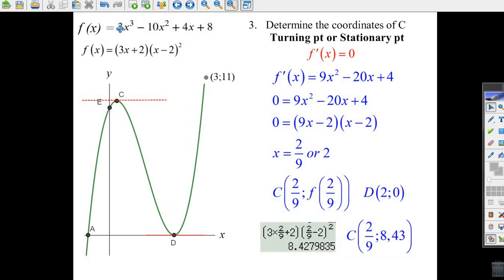When this is a positive number here, it turns and then it goes up like that. If it's a negative number, it actually goes the other way. It turns like this and then it goes down. That's something to know about cubic equations.